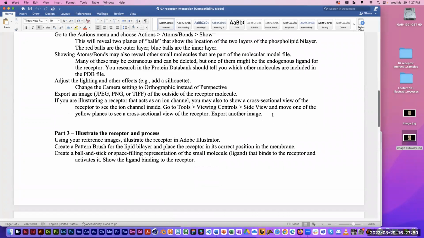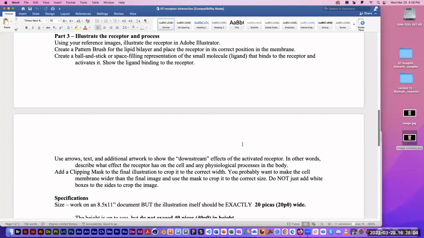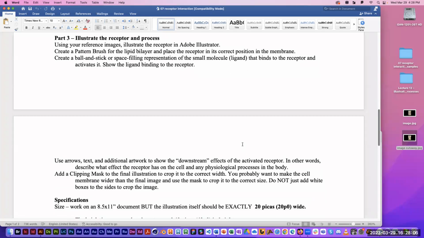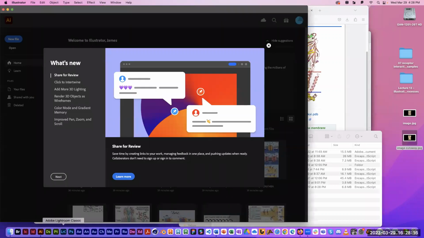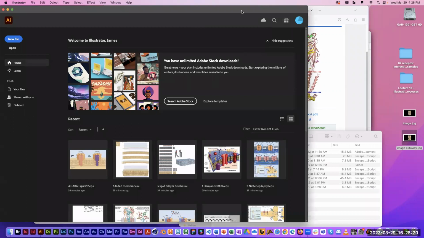So let's see here. A lot of this just walks through what I was just talking about. Here's the Tools, Viewing Control, Side View to create a cross-sectional view if you're illustrating an ion channel. And then you're going to illustrate the receptor and the process in Illustrator. So if I were to go back into Illustrator, I'm going to create a new file.